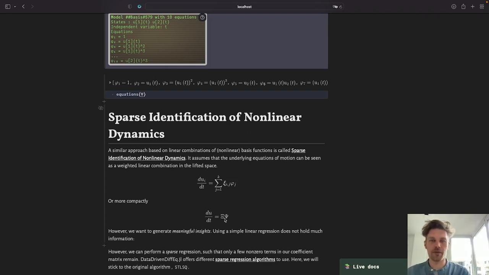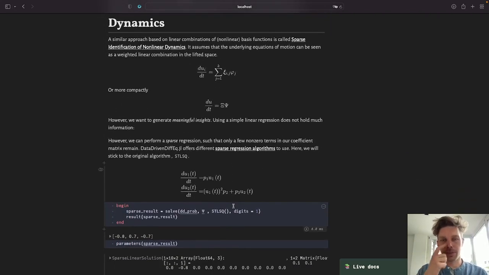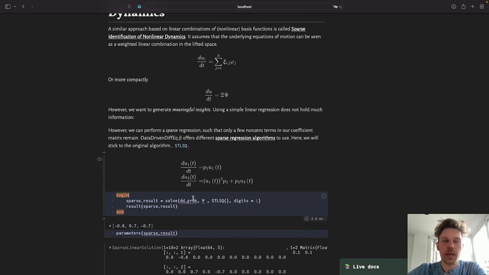And to do that, we offer different sparse regression algorithms. The one which is the most robust is typically sequential thresholded least squares, but we also have an ADMM implementation and SR3. And as I said earlier, we just solve our problem with our basis, which lifts our measurements into this high dimensional nonlinear space, and solve a sparse regression problem, which defines exactly this problem.